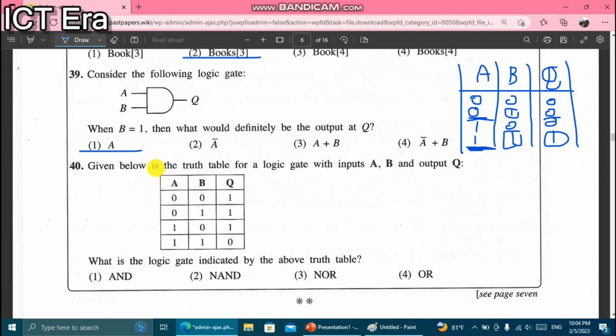Then the last question. Given below is the truth table for a logic gate with inputs A, B and output Q. So what is the logic gate indicated by the above truth table? If it is AND, what happens? Only this one will be 1. If it is NAND, the converse of this one: 1, 1, 0. So here you can see the converse, therefore NAND.